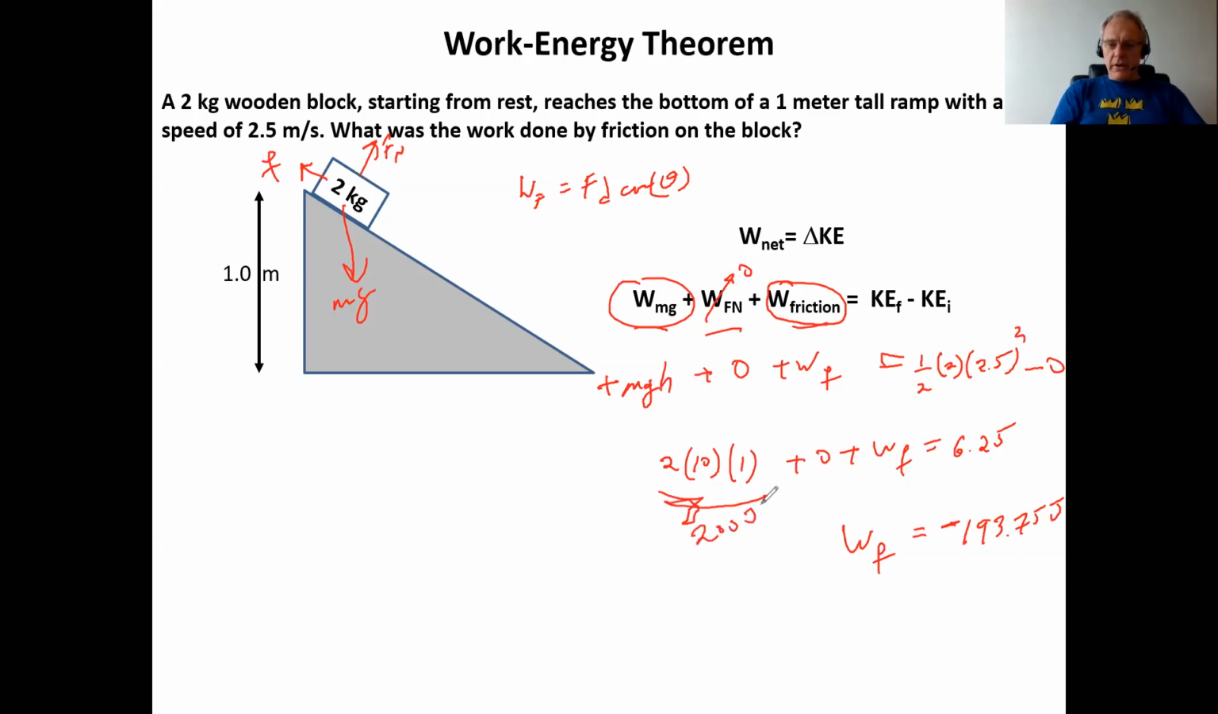Okay. And you know, the work done by gravity, if there was no friction, then the kinetic energy at the bottom would have to be 200 joules. But friction does a whole bunch of work here. It steals the vast majority of the work that was done by gravity, leaving only 6.25 for the kinetic energy of motion. Okay, so that's just a quick review of what we did last time.